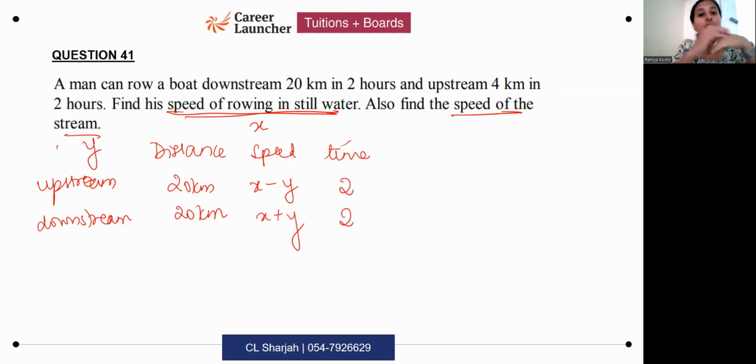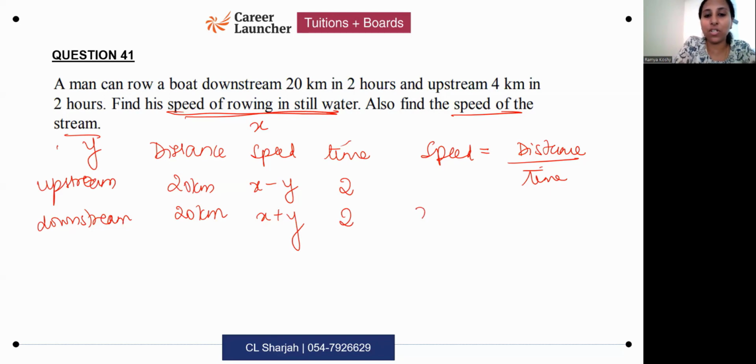Okay, what are the equations which you can form? Time is equal to distance by speed. Yes, or you can say speed is equal to distance by time. Very easy, very simple equations you will get. It's a very simple question. Only problem is you might get worried. It's an upstream, downstream question. You may take time thinking what to do. Speed equals distance by time.